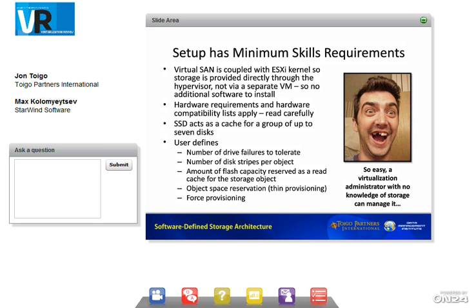Object space reservation, force provision, you can read this on their website and get all the particulars. But the point is that once you are at least basically familiar with these concepts, supposedly you just set some parameters and boom, you're loaded for bear. You're in business all of a sudden.